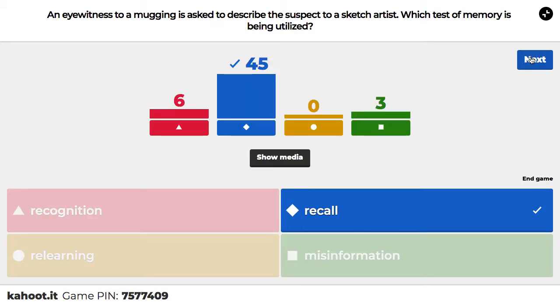Good. Okay, so with recall, this is number 20. Recall is harder than recognition, because with recall you don't have as many retrieval cues. It's just coming from your memory, whereas with recognition you could have a word bank, or recognition for a mugging would be looking at pictures of people and choosing which one it was.